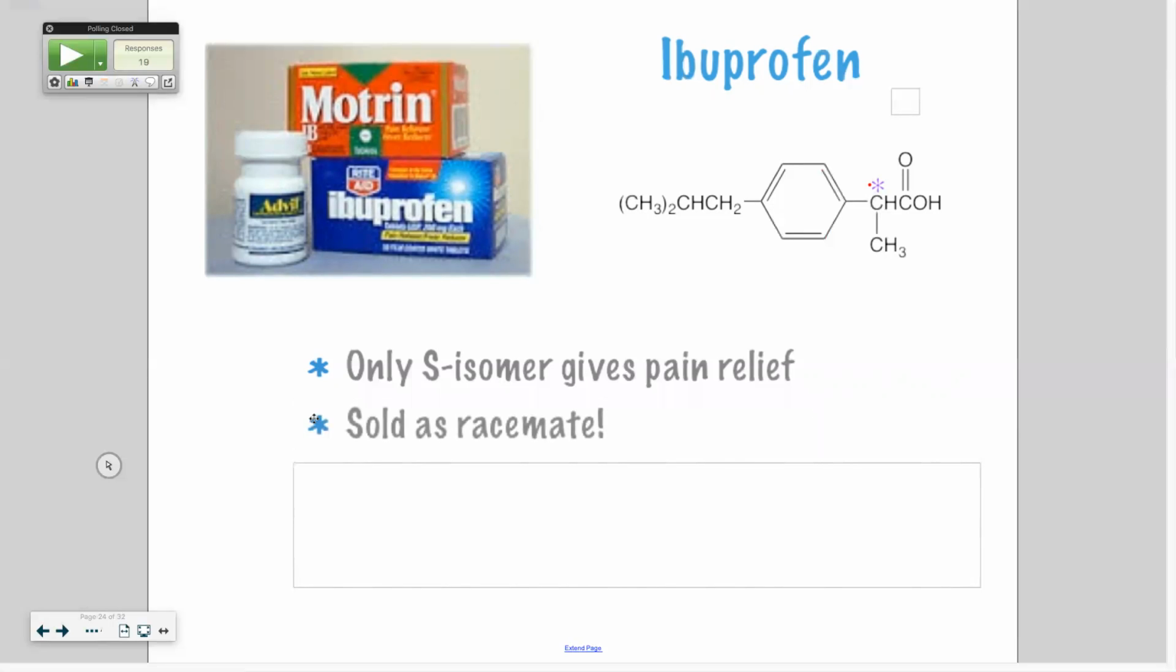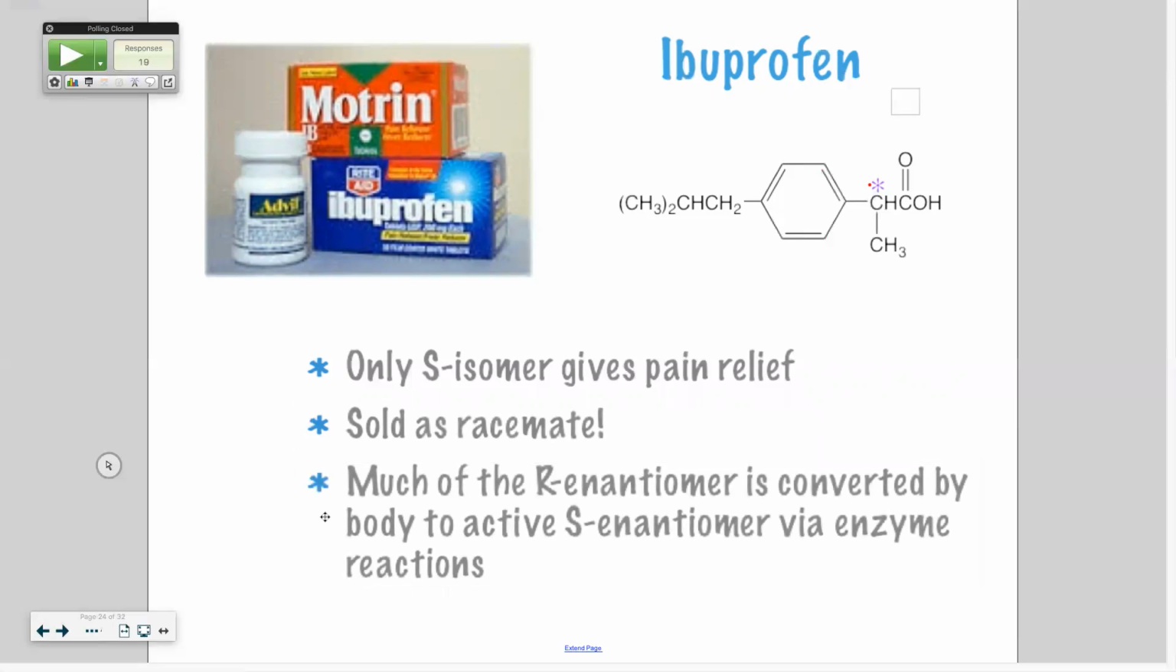But when you buy it, it's sold as a racemate. It's sold as the 50-50 mixture. It's easier to make and makes it cheaper. If you could only give people the S isomer, it would be really expensive. Is that why fast acting is more expensive? I don't know what fast acting means.